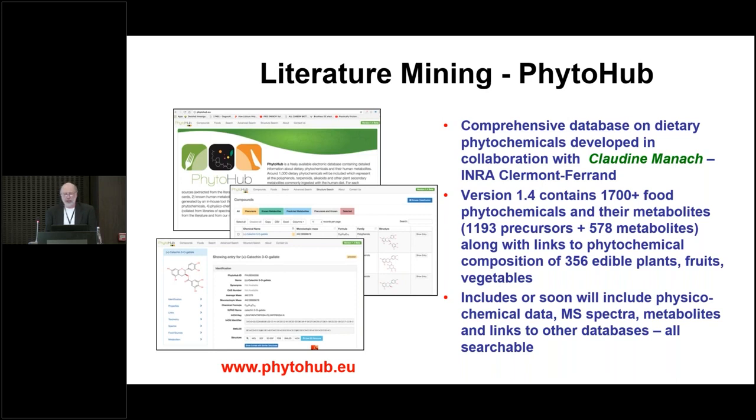This is PhytoHub, with a focus particularly on phytochemicals as well as their metabolites, and it covers about 350 different edible plants, fruits, and vegetables. We're helping them add a lot of physical chemical data, mass spec data, NMR data, more metabolites, and linking it to other databases to make this more extensive and more useful for the community, especially for people who are trying to analyze food, where reference spectra are really critical.